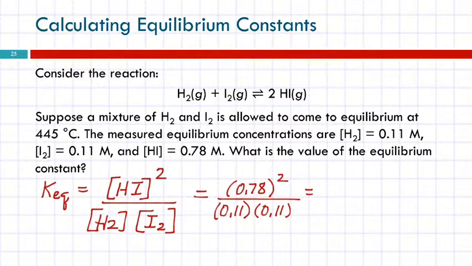And we will consider significant figures. Each of these concentrations has 2 significant figures, so I'm going to report the equilibrium constant with 2 significant figures. And so I'm going to say it's 50. 50 decimal point, or 5.0 times 10 to the 1. No unit on the equilibrium constant. Any questions?